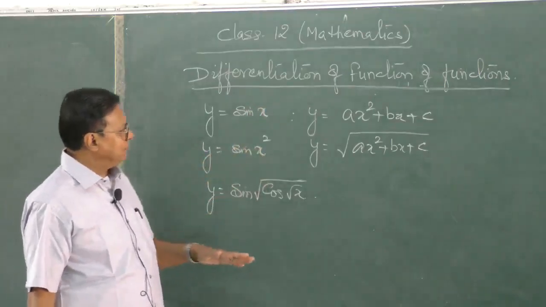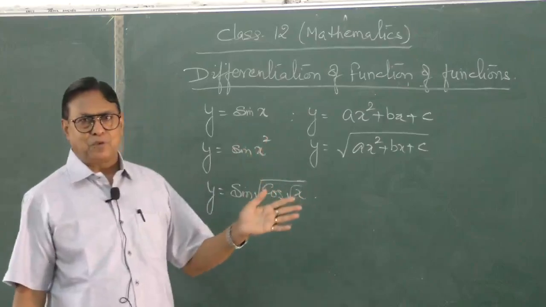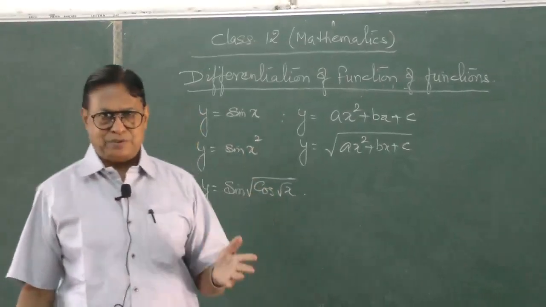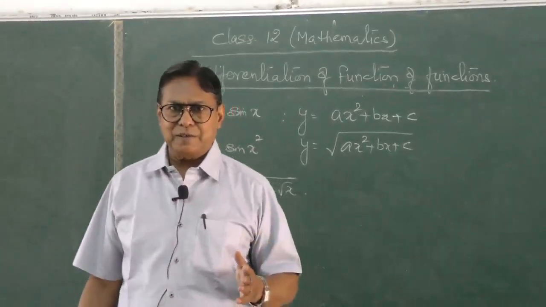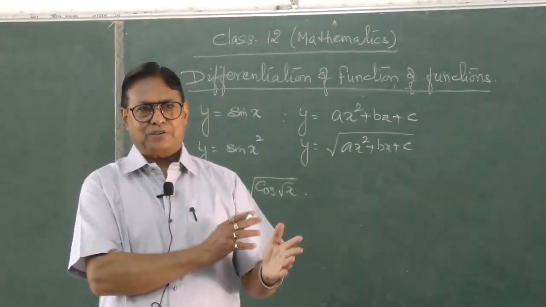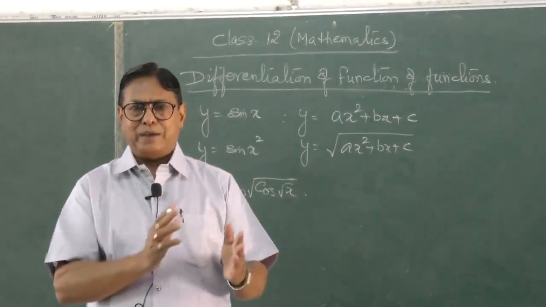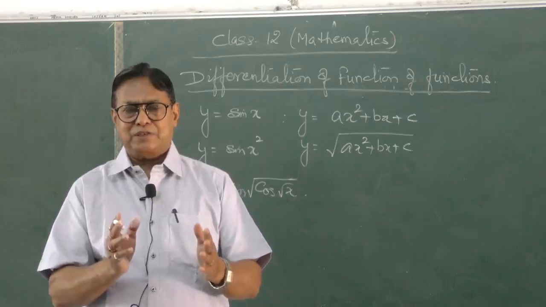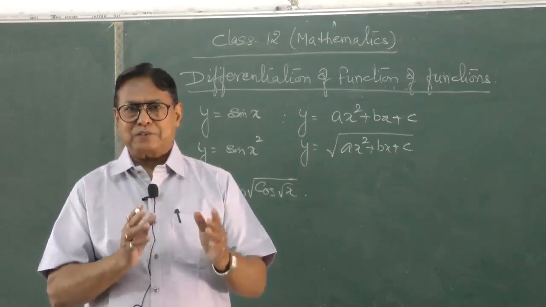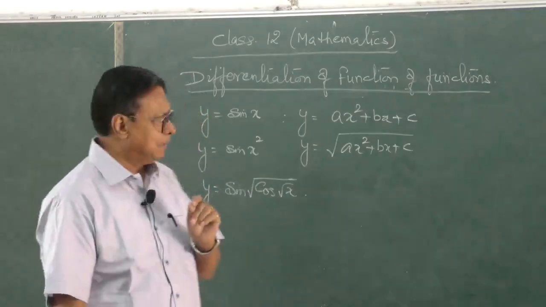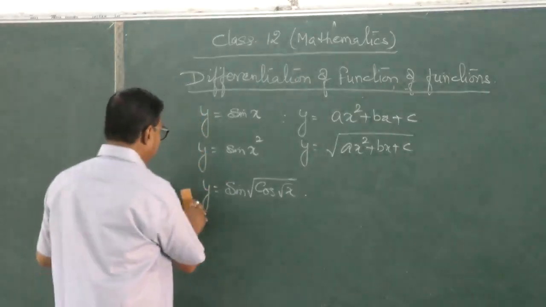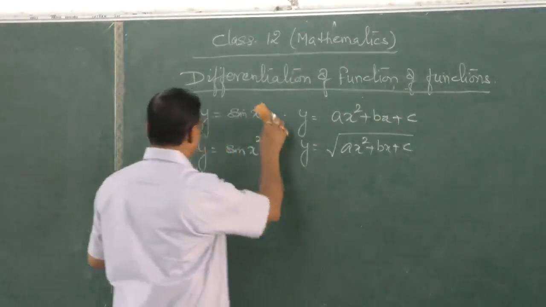So when there is a function where more than one function is involved, it is called a function of a function. And to differentiate it, we go back to the basic differentiation. Like y is equal to sin x, differentiation is cos x. So we have to get sine of x. Now come to this. These are functions of functions. I come to this first.